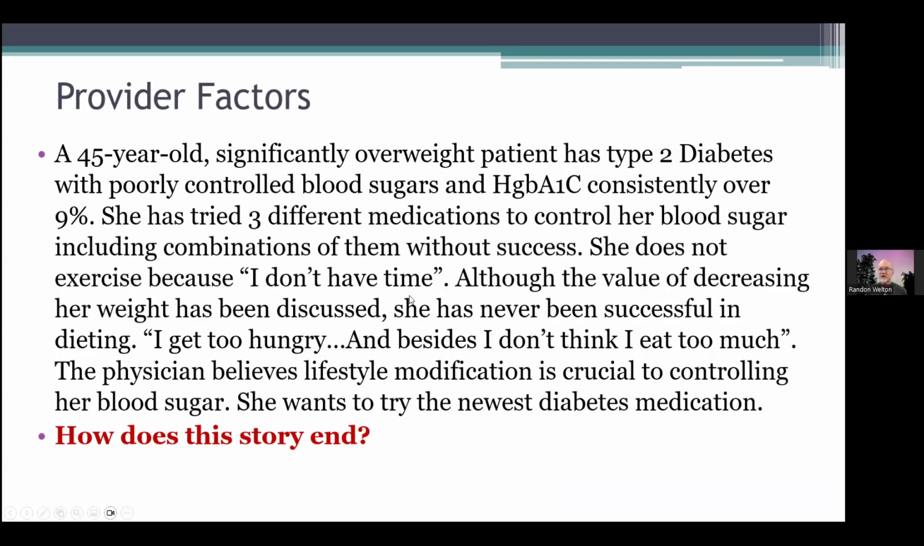So, okay, here's a question. This is a 45-year-old, significantly overweight patient who has type 2 diabetes with poorly controlled blood sugars and a hemoglobin A1C consistently over 9%. She has tried 3 different medications to control her blood sugar, including combinations of them, without success. She does not exercise because "I don't have the time." Although the value of decreasing her weight has been discussed repeatedly, she has never been successful in dieting. "I get too hungry, and besides, I don't think I eat too much." The physician believes lifestyle modification is crucial to controlling her blood sugar. She wants to try the newest diabetes medication. How does this story end?